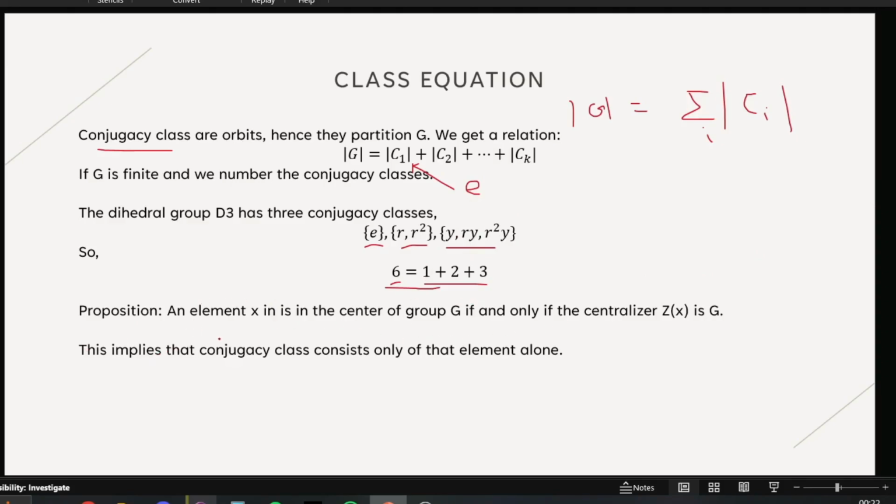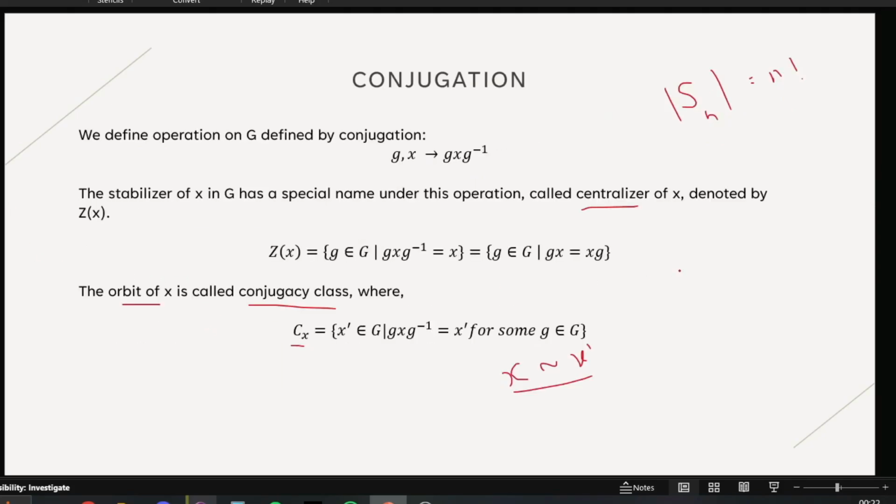So next, from this we can see that if we take any element x and it belongs to the center of the group G. So this definition is what we typically use for the center of the group. This part of the equation is what we use for the center of the group.